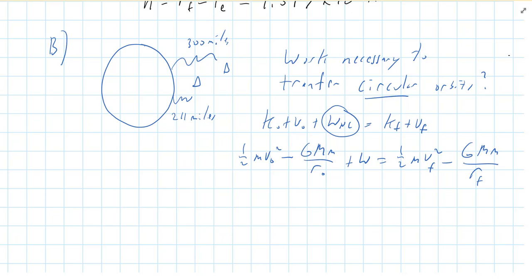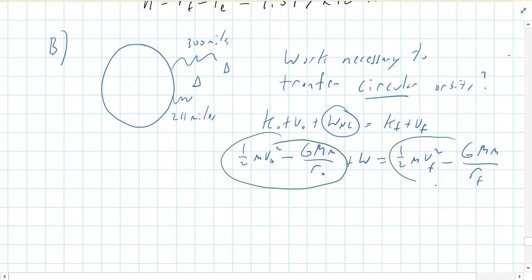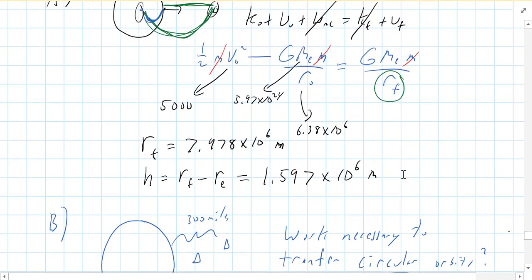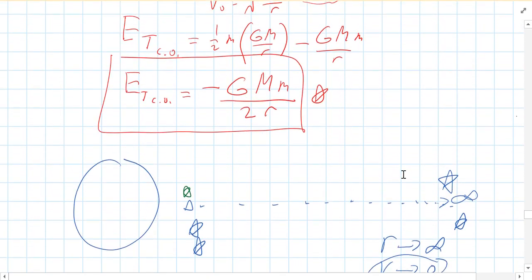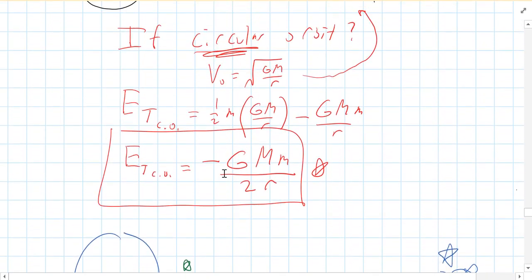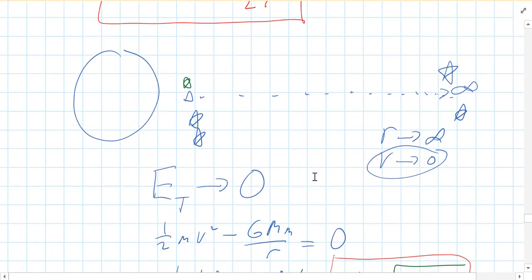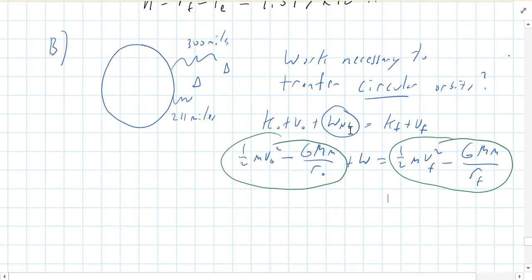Now, it turns out that you don't have to do all this. Because we're going from one circular orbit to another circular orbit, I can shortcut this. We talked in the previous video about the energy of a circular orbit. When I add the 1/2 mv squared, v being root GM over r, because we're in circular orbit, you get this expression.